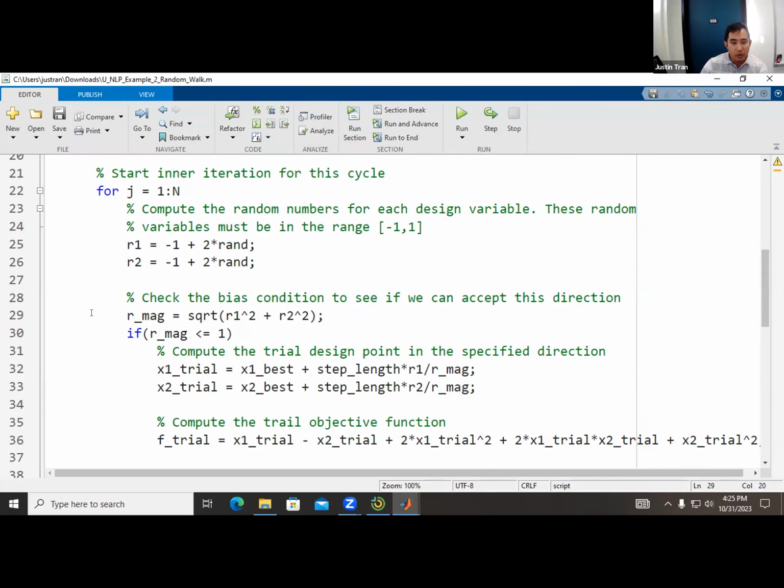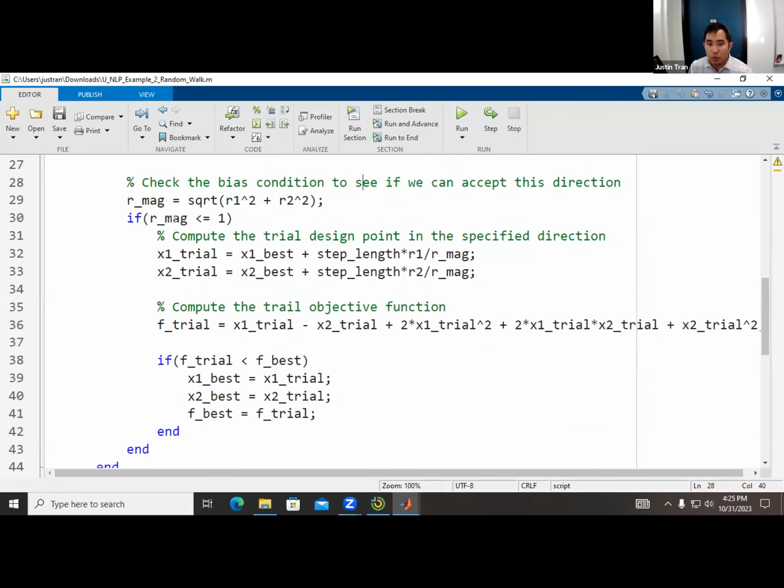The next line we're going to look at is line 29. In line 29, you can see we're computing the norm, or the magnitude, of the direction vector, right? So we're taking the square root of R1 squared plus R2 squared. If that magnitude is less than or equal to 1, in other words, if our magnitude is small enough so that we're not biasing, then we can actually take a step in that direction.